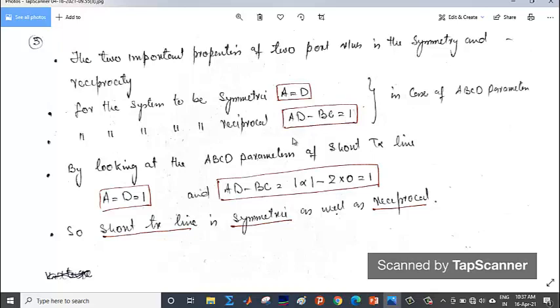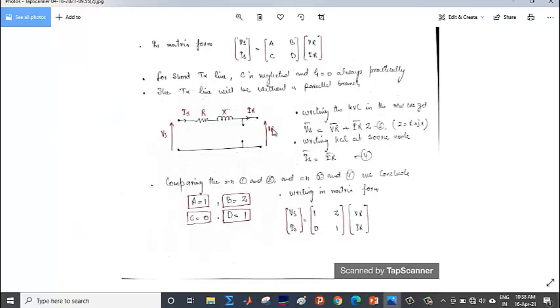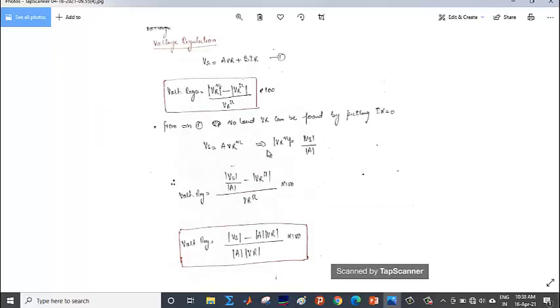So for reciprocity, AD minus BC should be equal to 1. A is equal to 1 multiplied by D is equal to 1, minus B is equal to Z times C is equal to 0. It comes out to be equal to 1. So that means our short transmission line is symmetric as well as reciprocal. It is an added advantage, because after this we don't have to look for which side is to be connected to which side. You can arbitrarily connect any side. This can be made the receiving end and this the sending end, or this can be made the receiving end, or this the sending end. That is what I mean by symmetry. Now coming to the voltage regulation.